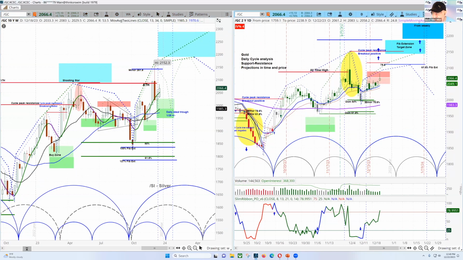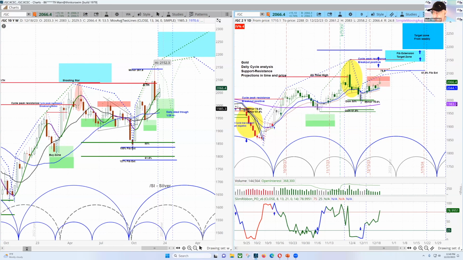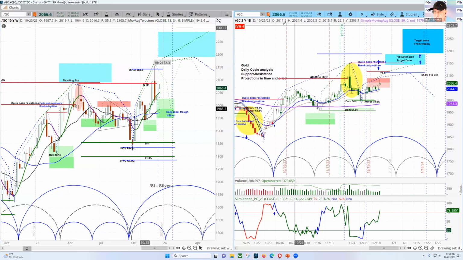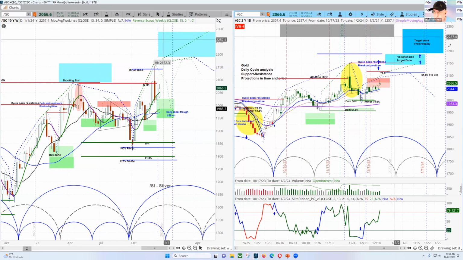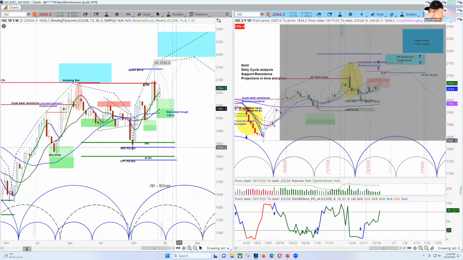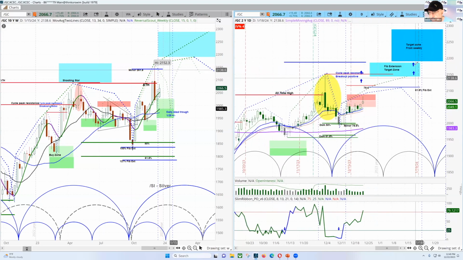These fib extensions are visible now. I put them both in there. One is from the daily, one is from the weekly. I'll just highlight this right over here. So these are your projections. The minimal projections is up here around 2190, all the way up here close to 2300. So we're going to be looking for a much stronger gold market in the first quarter of next year.